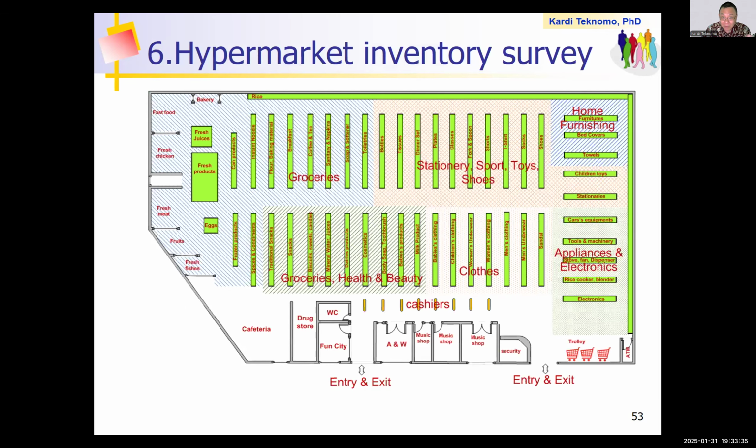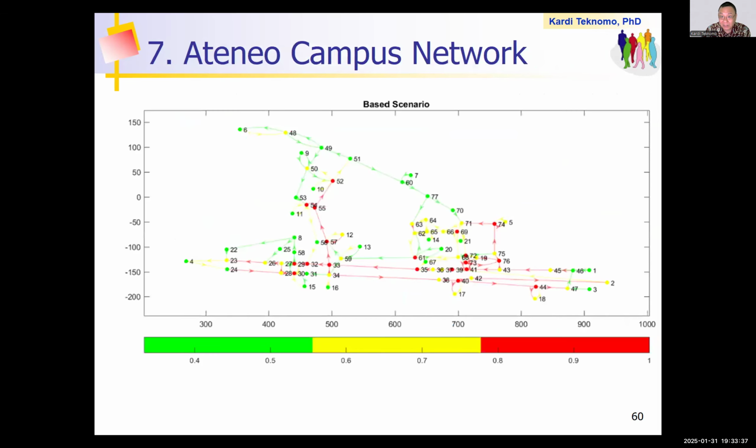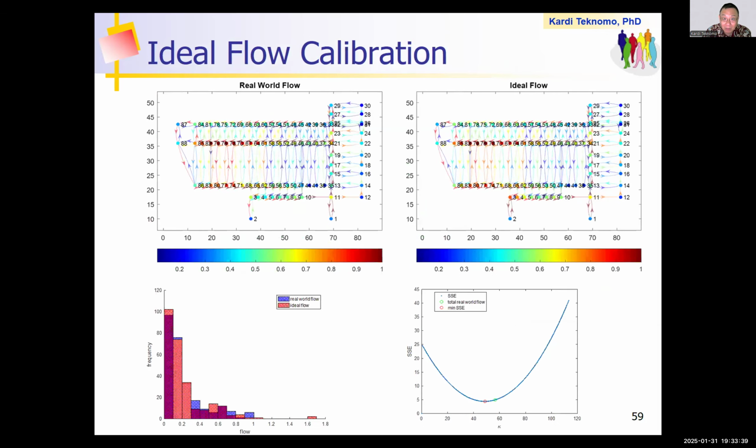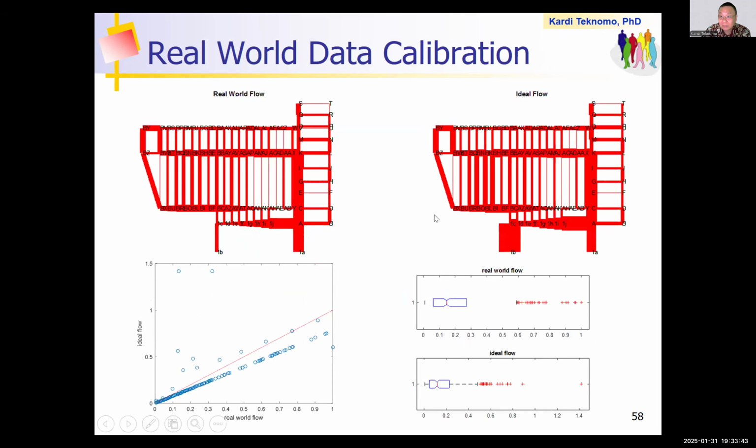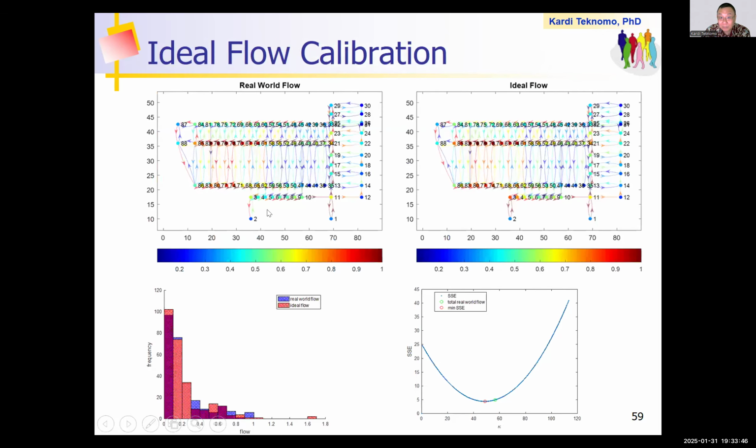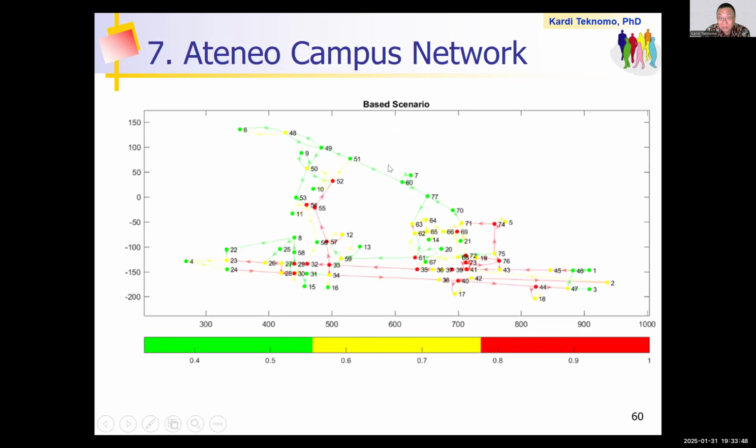I will skip this part. This is NIC data, and this is in Ateneo de Manila. Last time we applied this IFN in 2017. This is the road network inside, and this is Katipunan Avenue. This is the grade school, this is the middle school, and this is the Ateneo campus. They want to add a new road here.